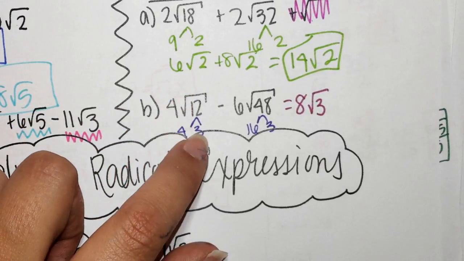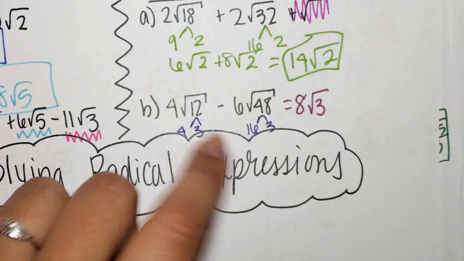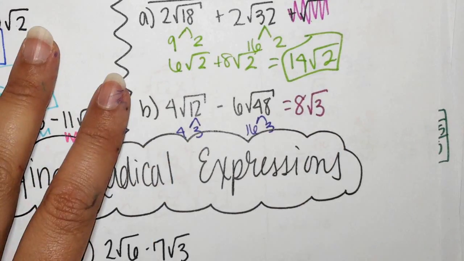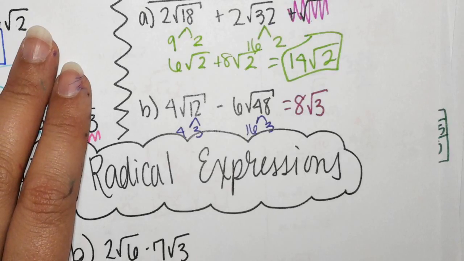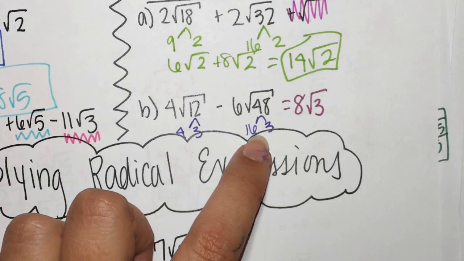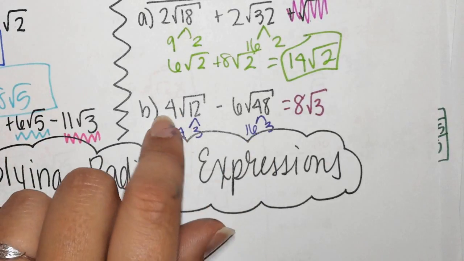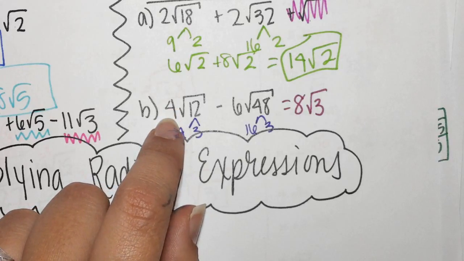I broke 12 down into 4 and 3. I took the square root of 4 and got 2. 2 times 4 is 8. And then 3 stays under the radical. Regardless, the number under the radical stays the same. But I thought it was multiplied by 2. The 4 is on the outside right here, so you multiply it by 4 on this problem.